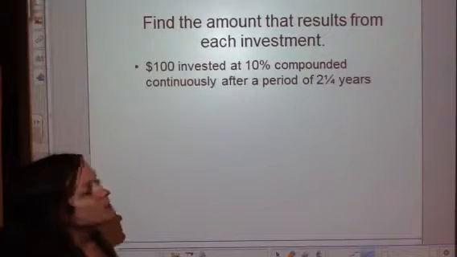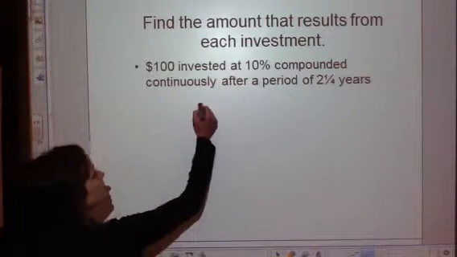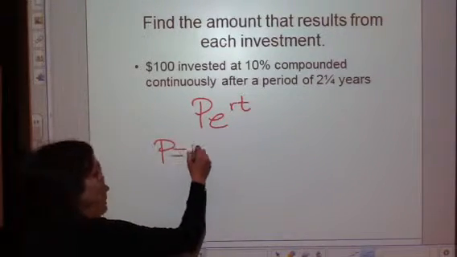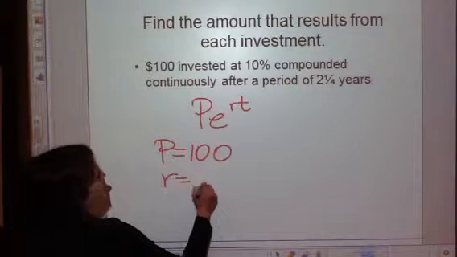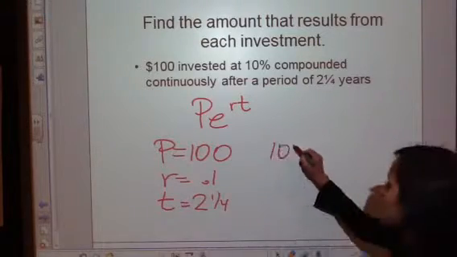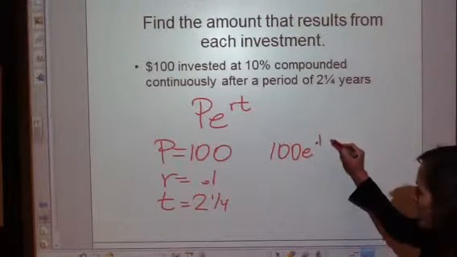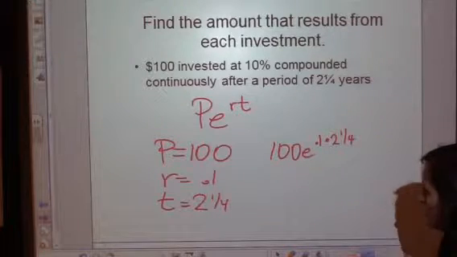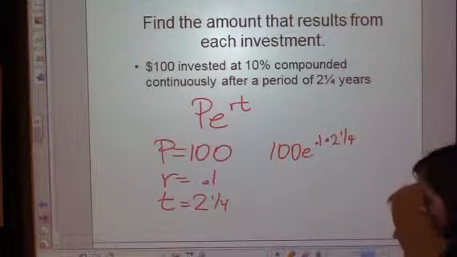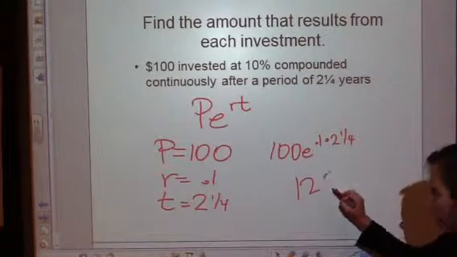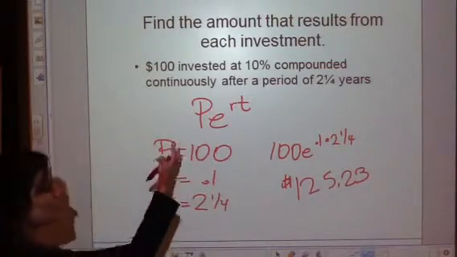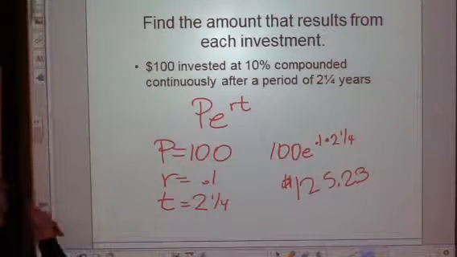So see if you can come up with this one. Compounded continuously, you should pick A equals P e to the rt, where P is $100, r is 0.1, and t is 2 1/4 years. So you have 100 times e to the 0.1 times 2 1/4. Hit that e key, 0.1 times 2.25, equals $125.23. And you're done. So these ones are fairly simple. When it gives you all the information, you just have to plug it into the formula.